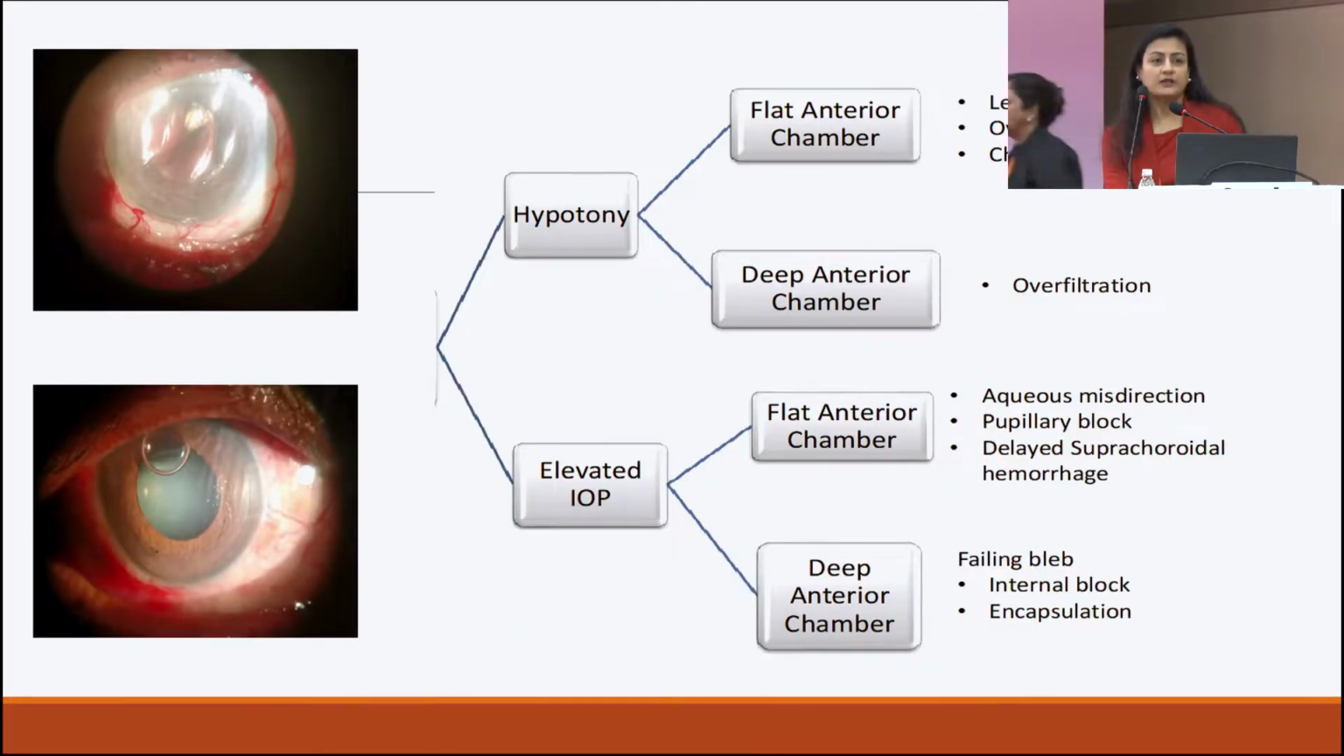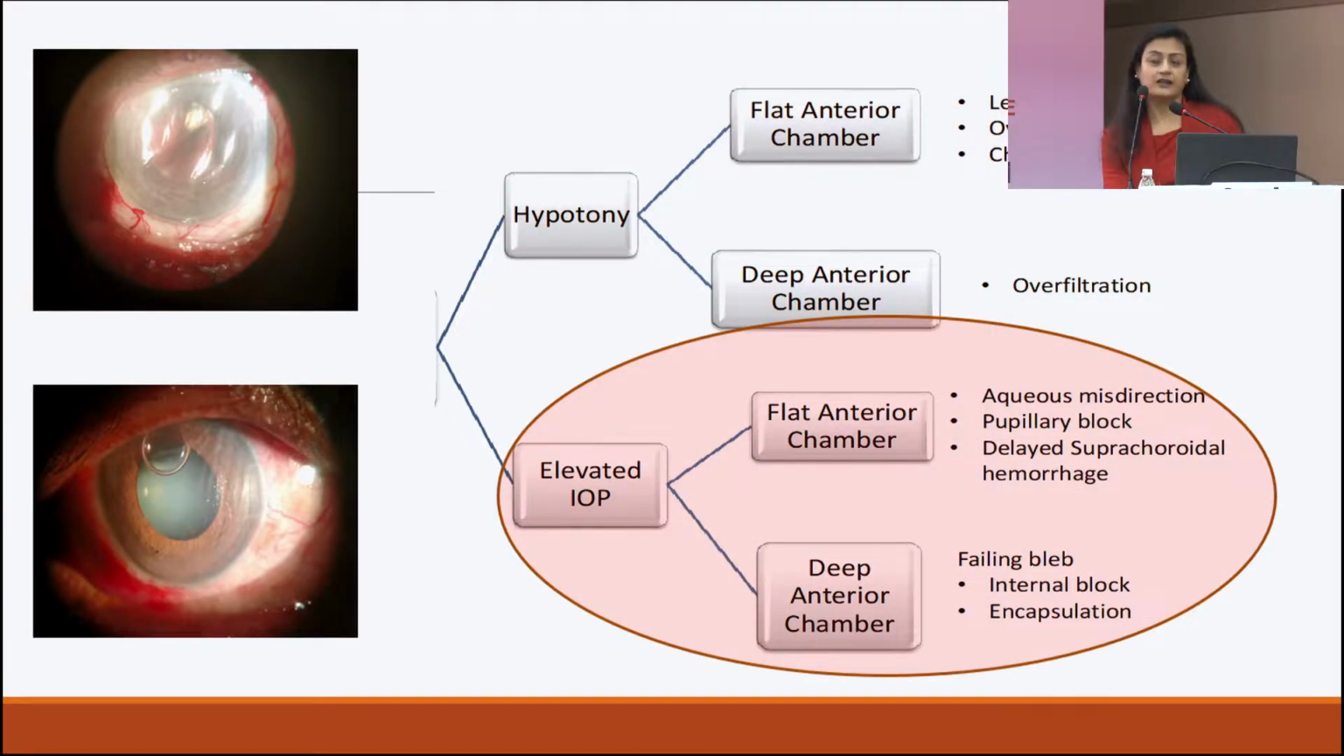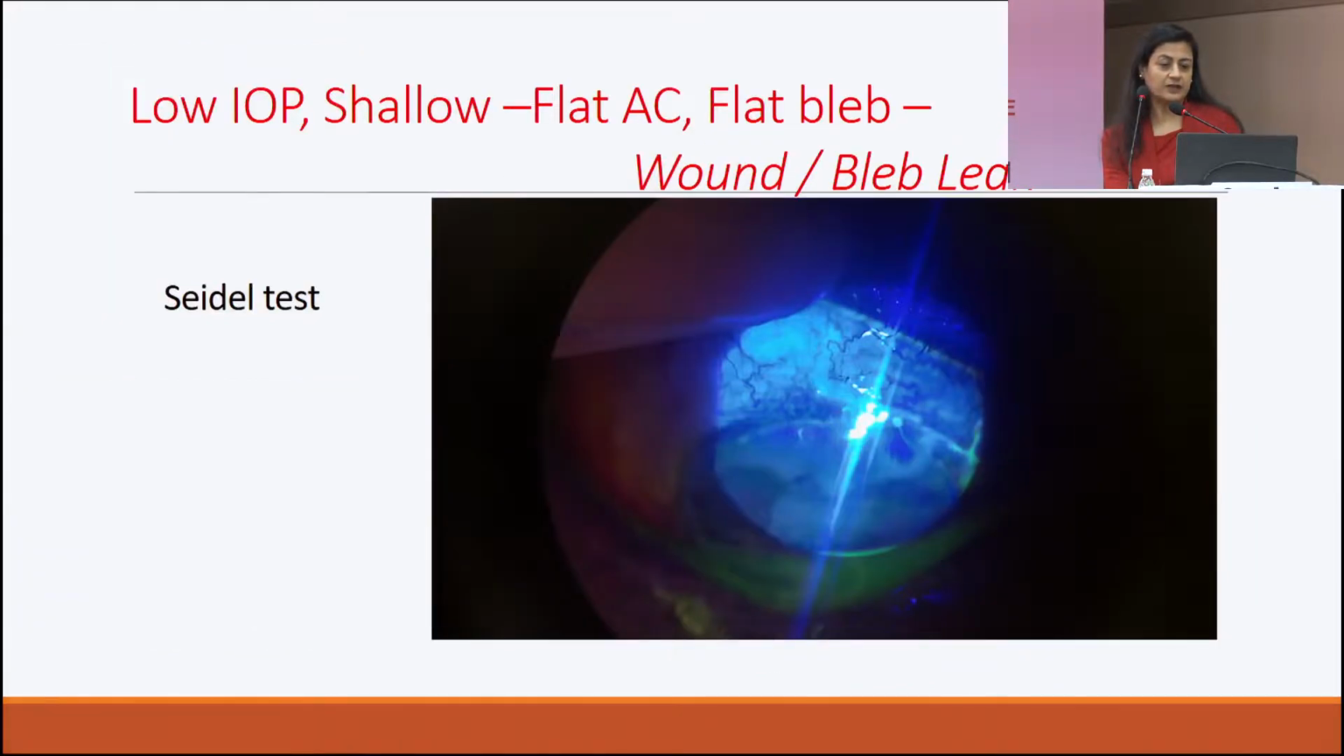So what are the possible complications and scenarios that can happen in the post-operative period which can affect your bleb? So one is related to the hypotony with a flat or a deep AC, and second scenario is a case of elevated intraocular pressure with a flat or a deep AC. So let us see briefly these different types of scenarios.